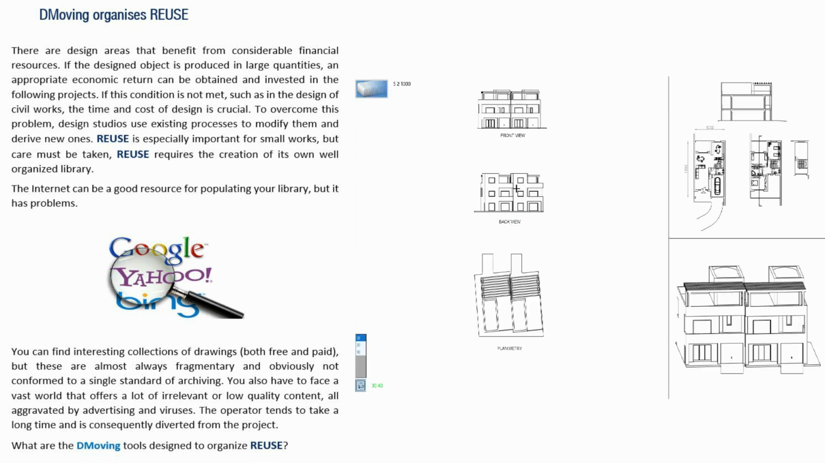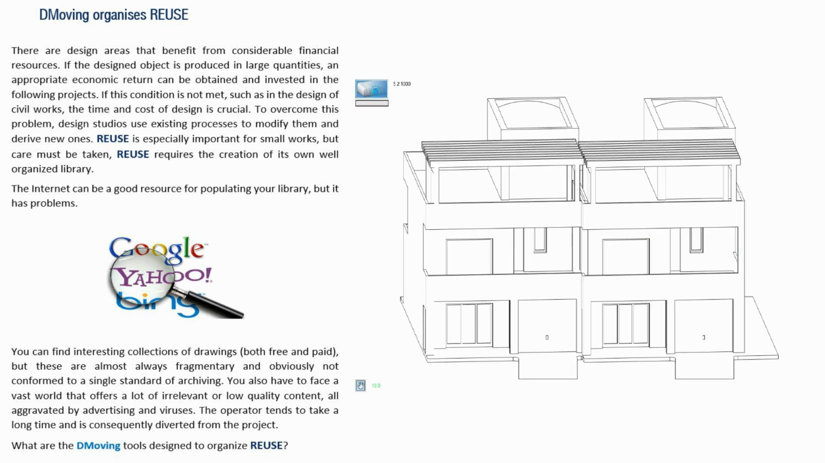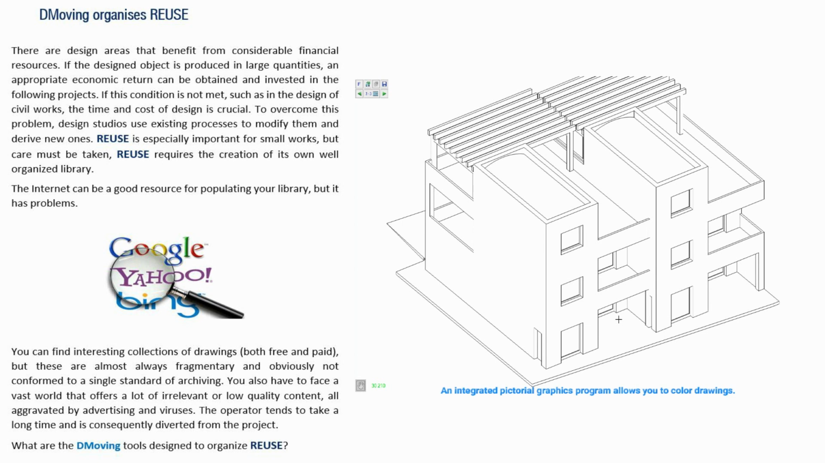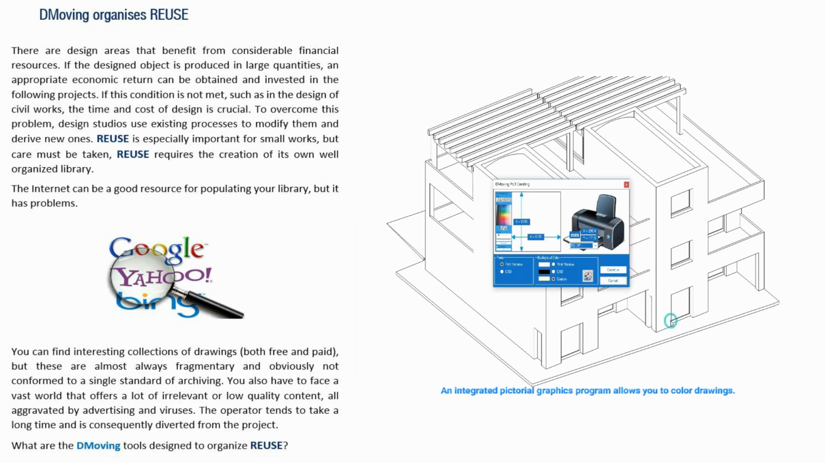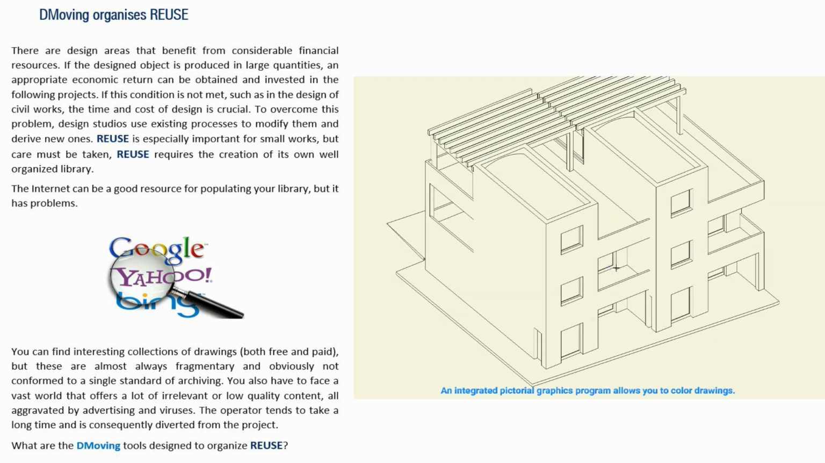You also have to face a vast world that offers a lot of irrelevant or low-quality content, all aggravated by advertising and viruses. The operator tends to take a long time and is consequently diverted from the project. What are the DMoving tools designed to organize reuse?